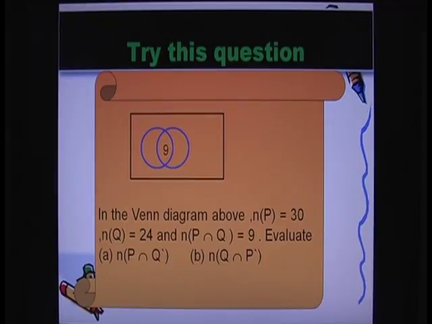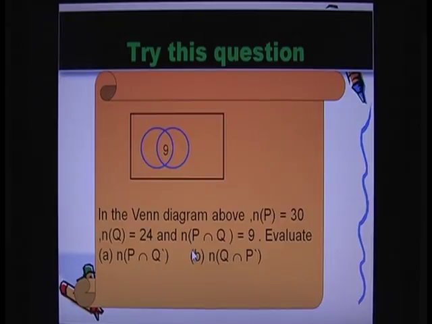Now here's how we try this question once again. In the Venn diagram above, the number of elements in P is equal to 30. The number of elements in Q is equal to 24. And the number of elements in P intersect Q is equal to 9. Evaluate A. Number of elements in P intersect Q complement. B. Number of elements in Q intersect P complement.